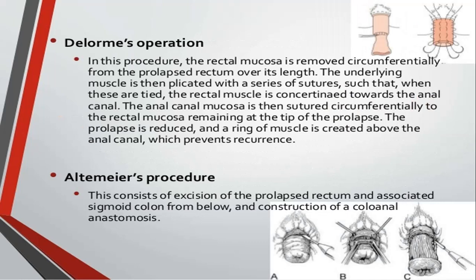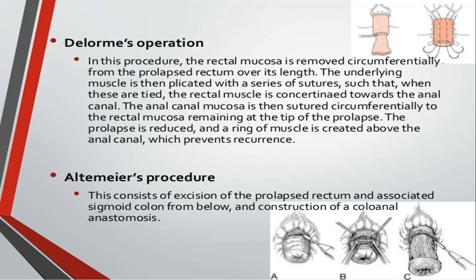Delorme's procedure is basically excision of only the mucosa, then folding and application of the muscular cord to the remaining part of the rectum, and applying the anal canal mucosa circumferentially to the remaining rectal mucosa at the tip of the prolapse. This is called Delorme's operation. It is very useful, and they are applying the Delorme procedure everywhere.